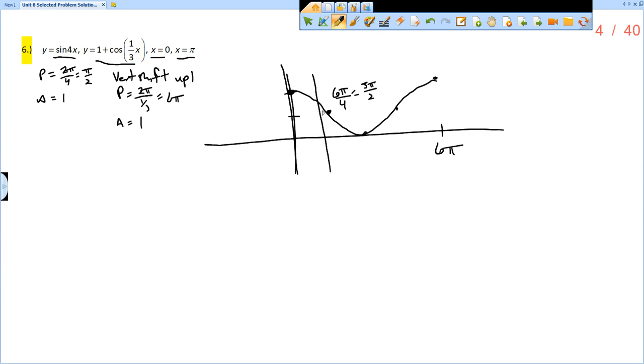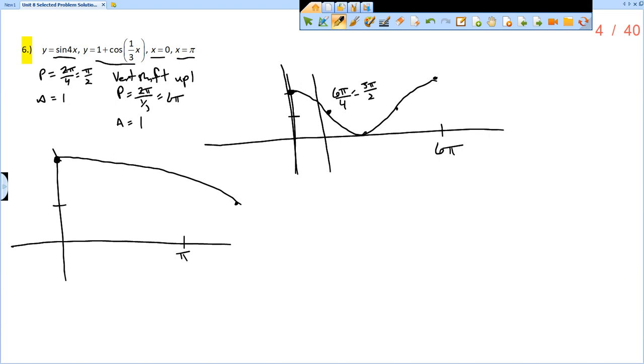So I'm actually going to zoom in on this graph a little bit. I only want to go from 0 to pi. That means this graph is going to start at 2 and go down. It's not going to get to 1 until after here, so it's going to be really long like that.